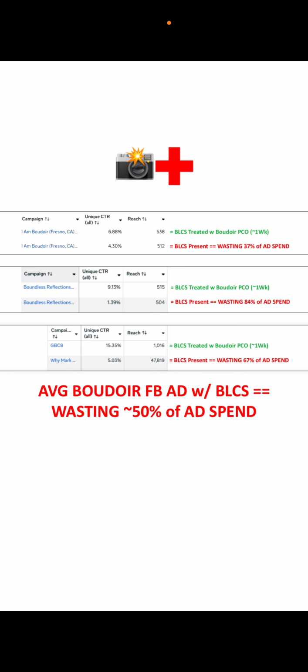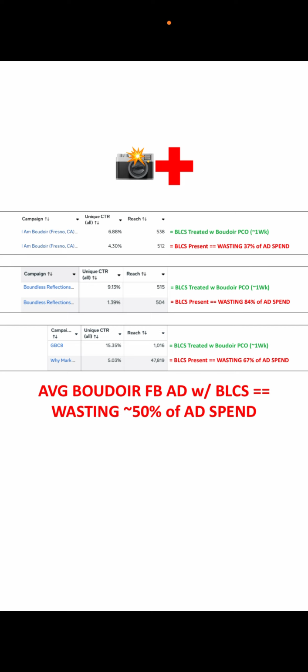So insane results there. So we discovered the original Boudoir Facebook ad with BLCS was wasting 84% of its ad spend every single day, every single month. So again, if they're spending 10 grand a month on Boudoir Facebook ads on that original with BLCS, 8,400 bucks every single month being wasted.